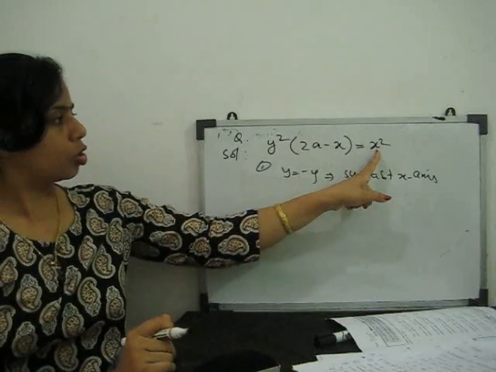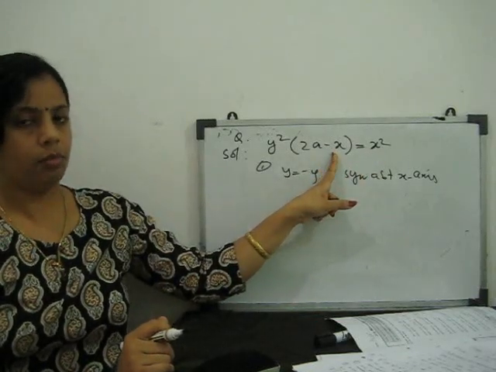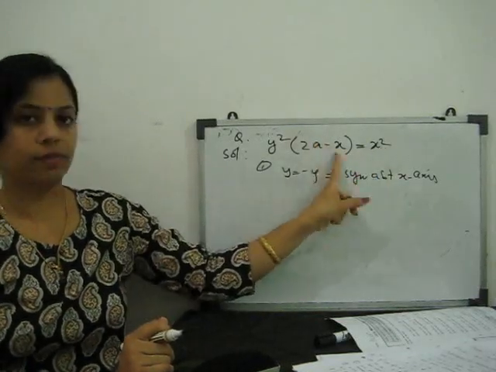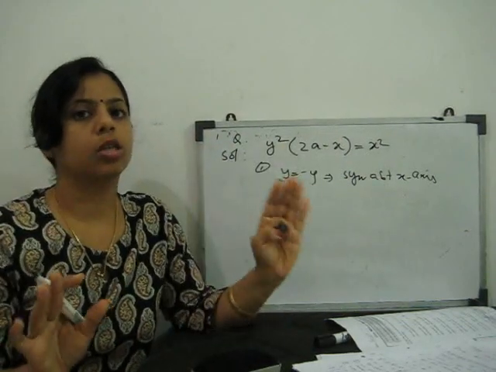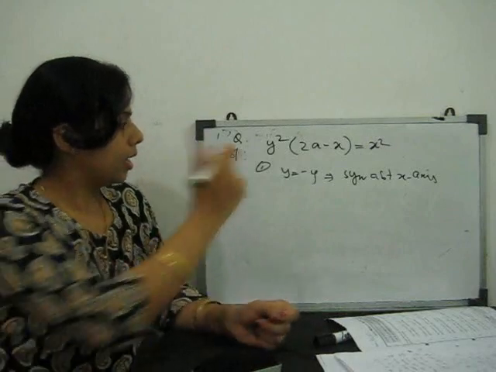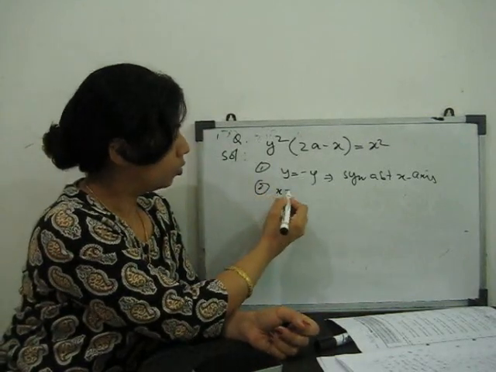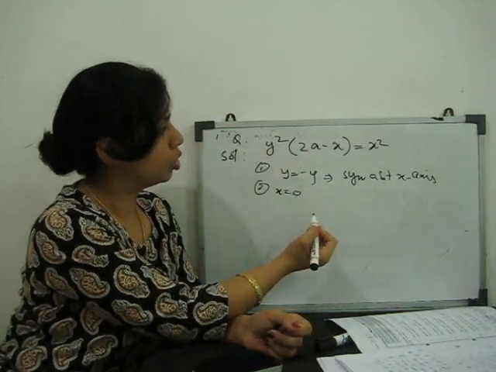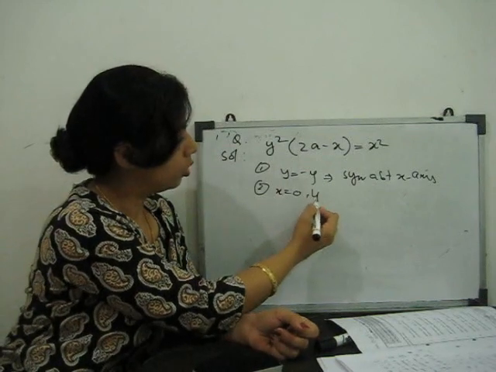If we put x equal to minus x, there is the term x and this is x square, so it will change. So it is not symmetric about the y-axis, only symmetric about the x-axis. Second, if you put x is equal to 0, then y is also 0.